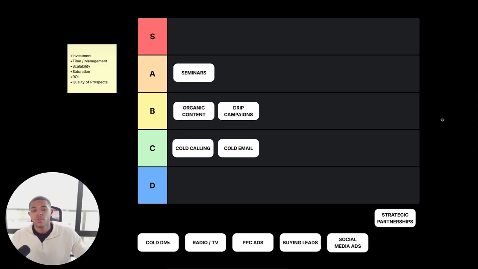Now, the only downside to this method is, one, it's not very scalable, right? You can only do so many seminars. Two, it is a pretty large upfront investment, but typically the ROI is solid. And three, the game is changing in the sense that a lot of people prefer just virtual. Ever since COVID, as people get more comfortable with technology, they don't mind just consuming that same information digitally.